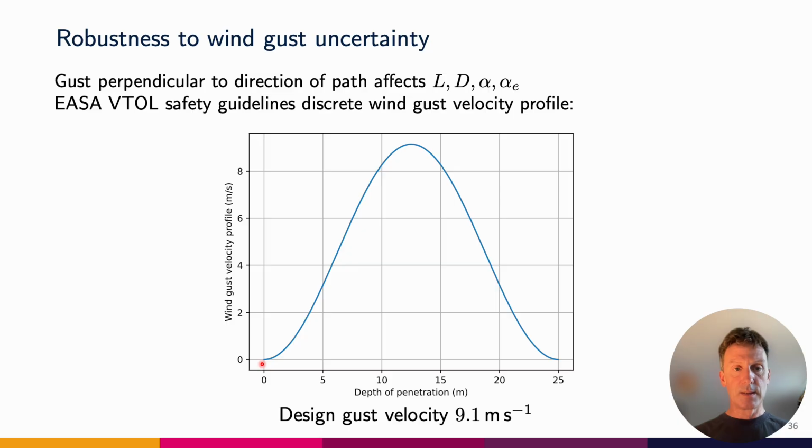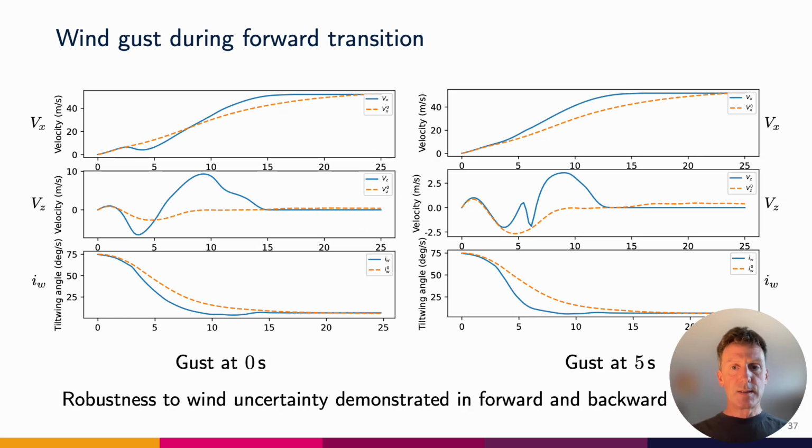And the profile is shown in this plot here. You can think of this as a kind of tube of wind that's gusting at a particular velocity in the center of the tube, and the aircraft is passing through this tube during its transition. So you can see the effects here of gusts occurring at initial time and 5 seconds into the transition.